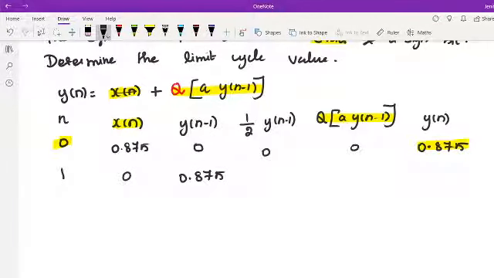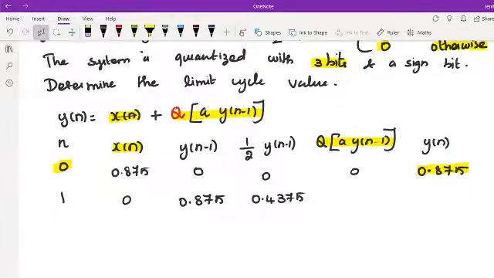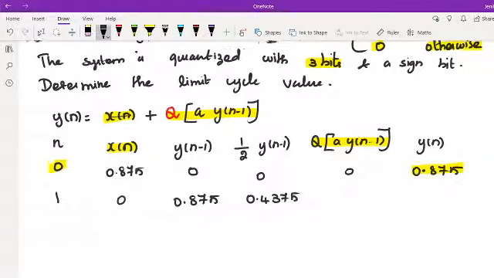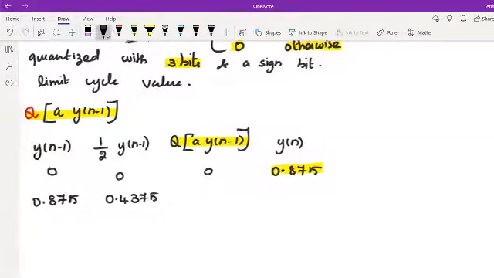So now we are going to perform 1 by 2 into y of n minus 1. That is 0.4375. Now we are going to perform the quantization. Before performing the quantization, first we need to convert this into binary. If the binary value is less than the available bits, that is 3 bits, we don't need to perform the quantization. Otherwise, we need to perform the quantization, that is either truncation or rounding is required. So here I am going to perform the rounding. Even truncation is also applicable.